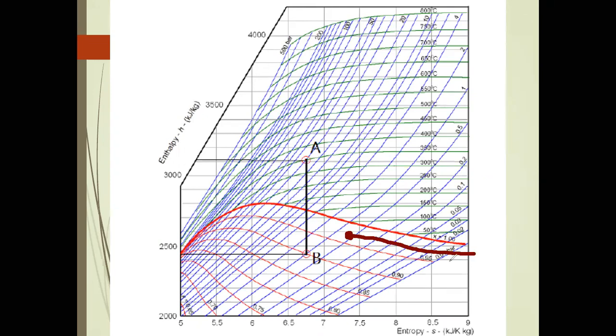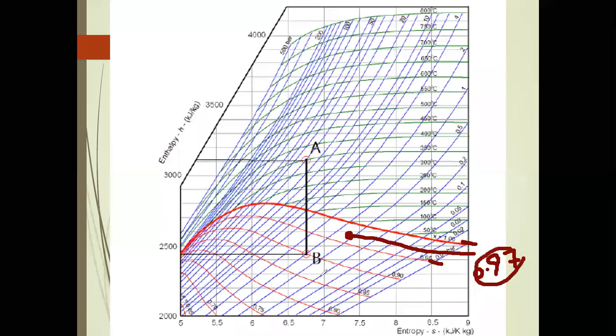7.4. Can anyone tell me what is the dryness fraction value? Sir, 7.4 something. 0.95. No. You see that this is 0.95 and this is 1. So the value will be 0.98, in between. 0.97. So this will be 0.97.